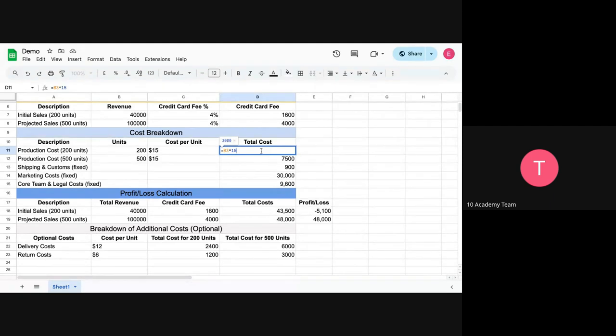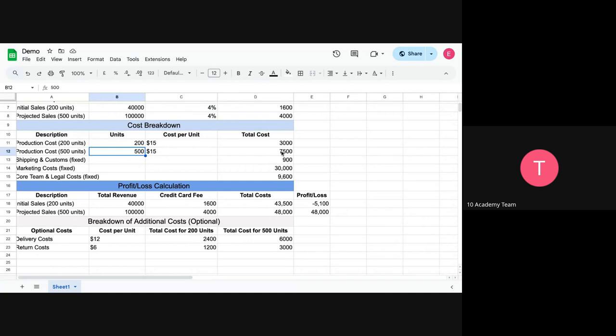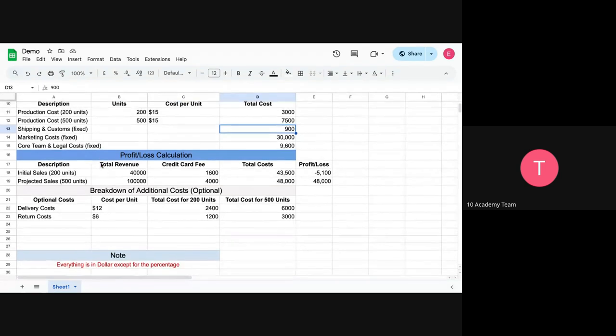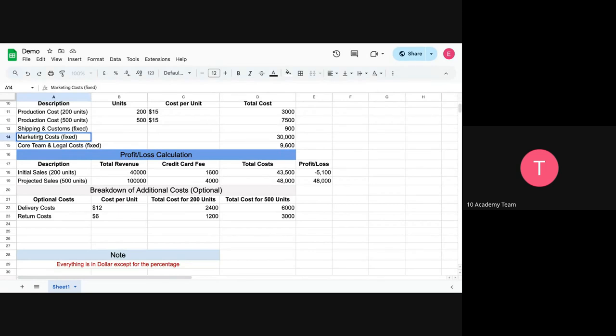Then we are going to calculate our total cost. Here we have our total cost, which is the number of units that we have and the cost per unit. We multiply both of them, which is 15 times 200, and the result is 3,000. The next one is the same, 500 times 15, which is 7,500. These costs, as you can see, are fixed. We have seen what shipping and customs mean, and marketing cost is the marketing budget estimate. You can go and check those in the slide.